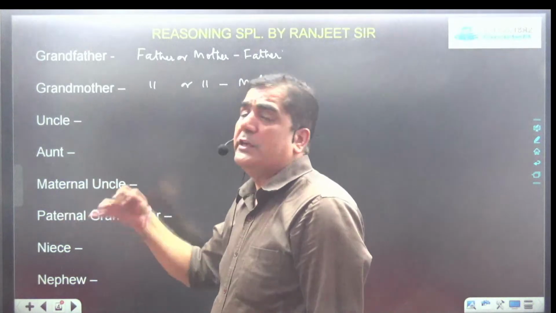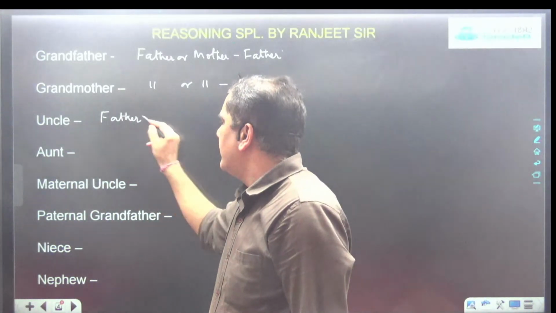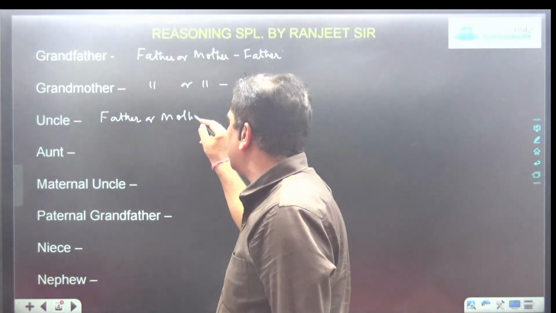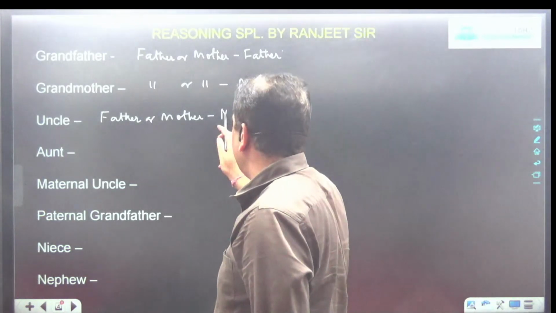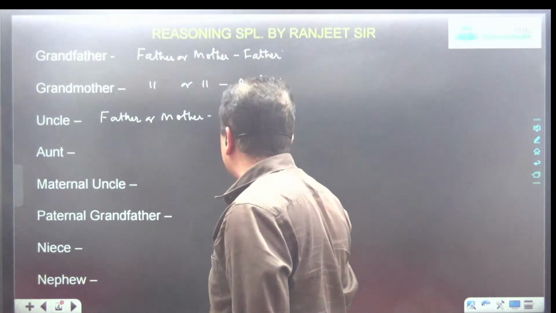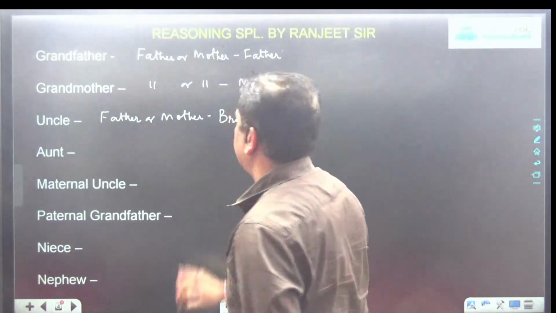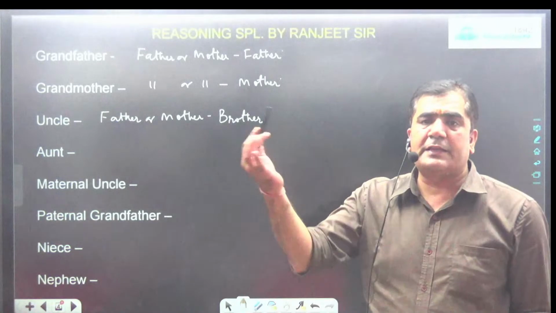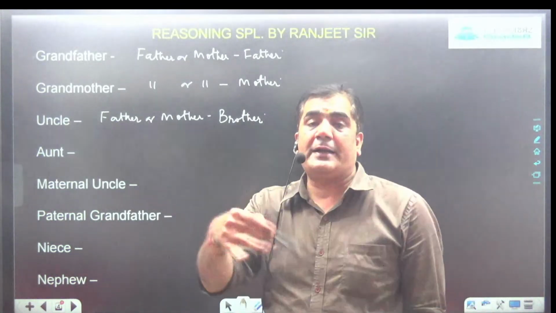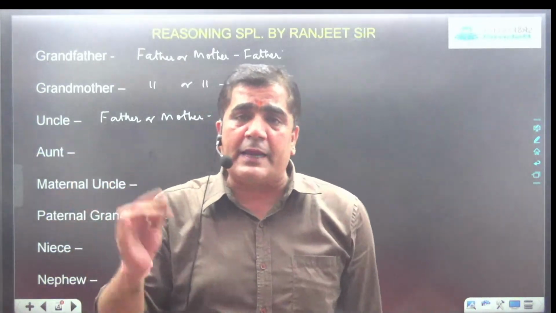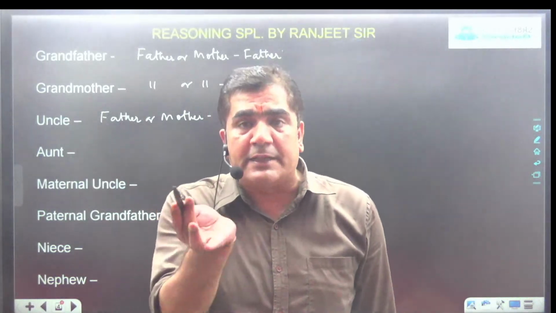Third one, uncle. Who is called an uncle? I will say my father's or mother's brother. My father's brother will be my uncle. My mother's brother will be my uncle. The only difference is paternal and maternal. Paternal uncle will be my father's brother. Maternal uncle will be my mother's brother.